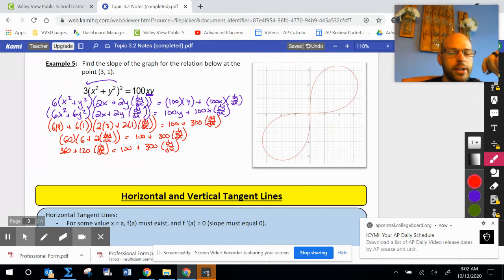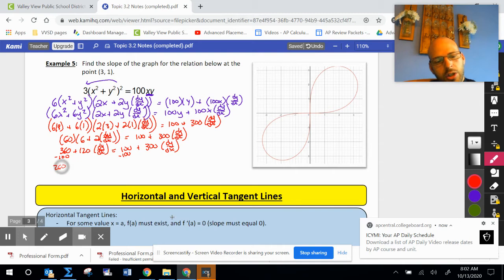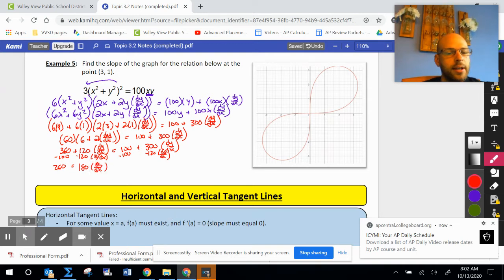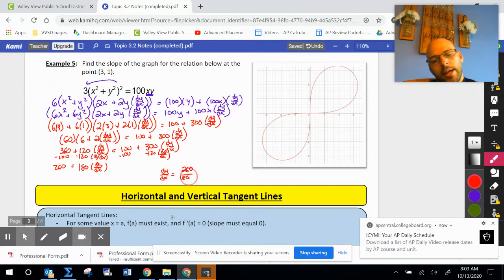And I'm going to now get all my dy dx terms to one side and my constants to the other. So if I subtract 100, I get 260 equals, I'm going to subtract a 120 dy over dx. So minus 120 dy over dx. So that gives me a 180 dy over dx on the right side. Divide by 180. So I know dy over dx is going to be 260 over 180. You can reduce that to 26 over 18.